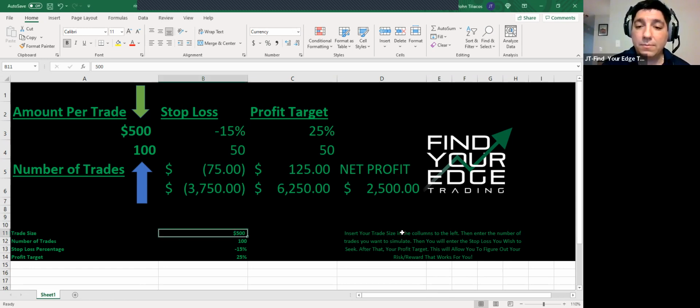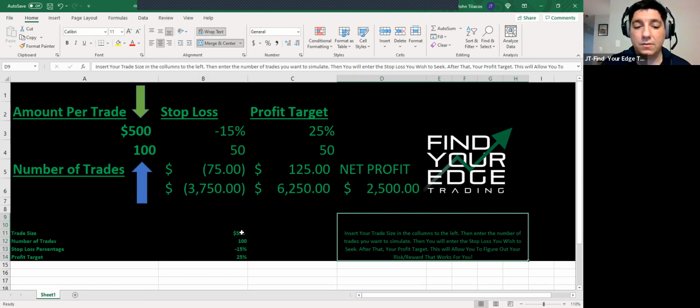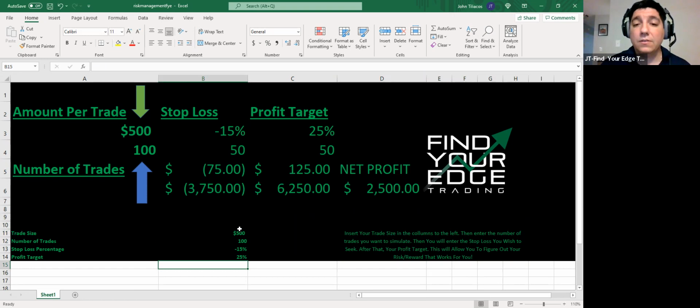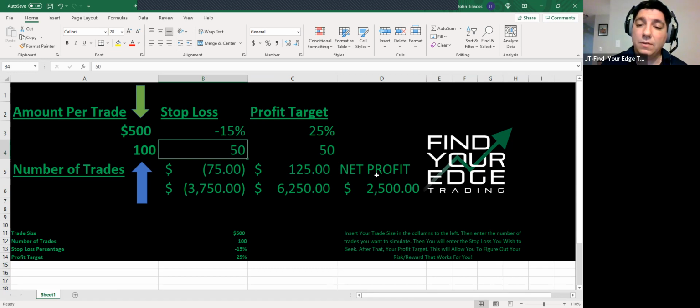Now, the way that you use this properly is you're going to insert your trade size here. So you're going to enter in 500 here for 500 bucks. You're going to enter the number of trades you want to simulate. So let's say 100. The stop loss, like we have here, is 15%, so 15 and 25% gains. Now that's me giving myself a positive risk reward ratio so that even if I have a losing win rate, I can still be profitable. But in this example, you can see that we only win 50% of the time, but we have a net profit of 2,500 bucks over these 100 trades. And that's because we are sticking to the plan.